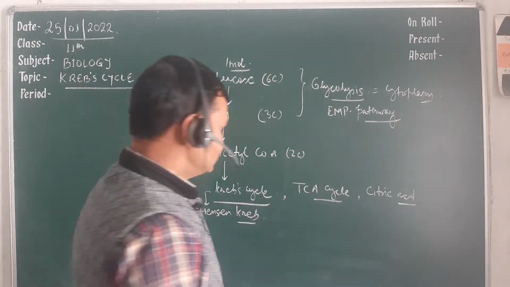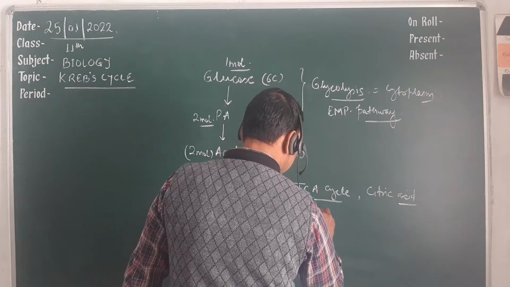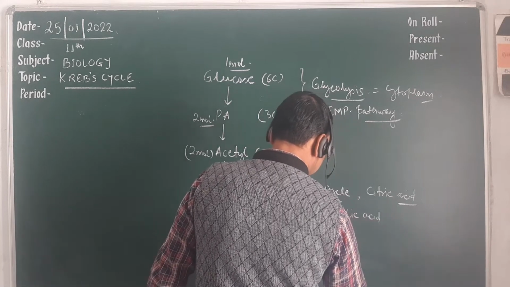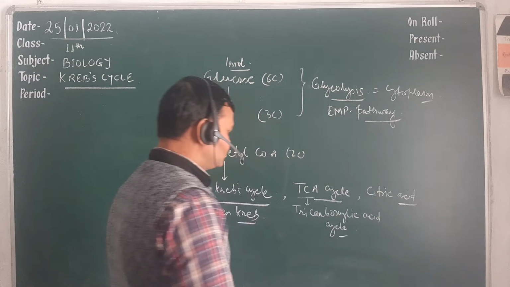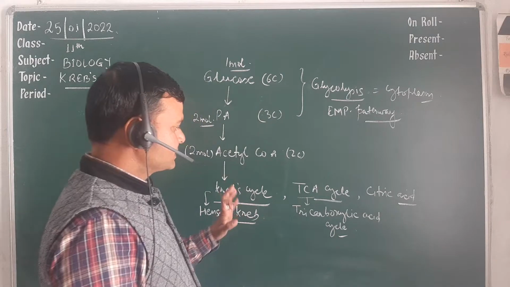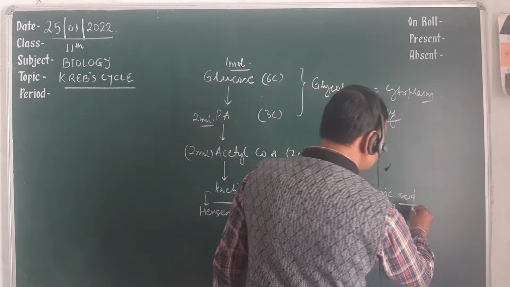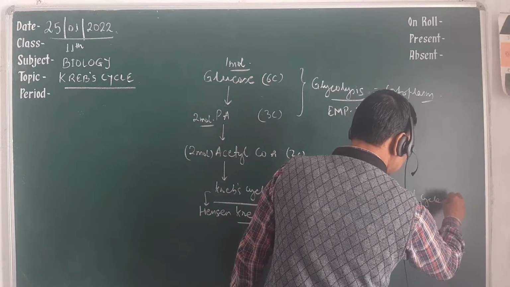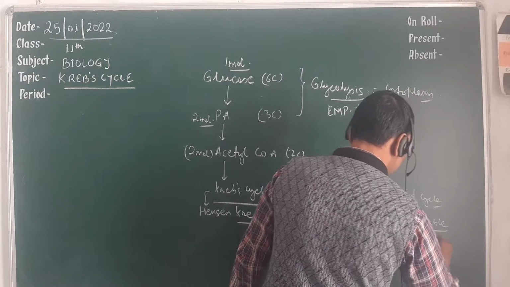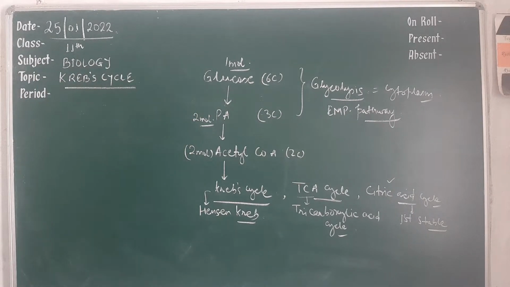It is also called TCA because TCA actually stands for tricarboxylic acid cycle, and it means that tri, three times, carboxylation takes place in this process. So because of three times carboxylation, it is called tricarboxylic acid cycle. It is also called a citric acid cycle. The reason is the first stable product of this process is citric acid. As the first stable product is citric acid, it is called a citric acid cycle.